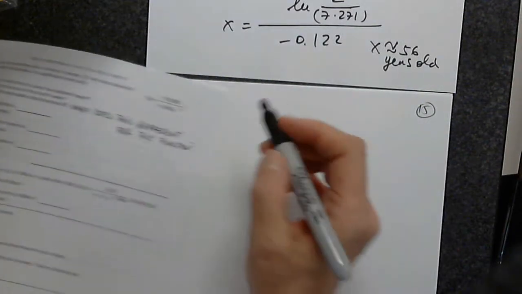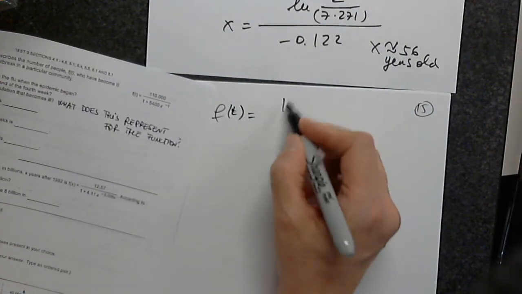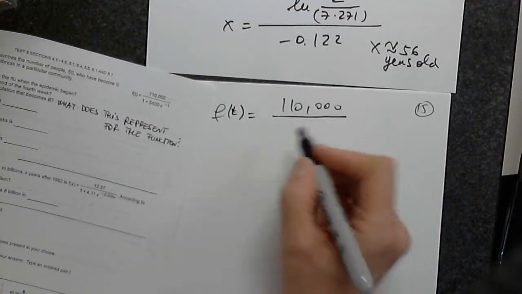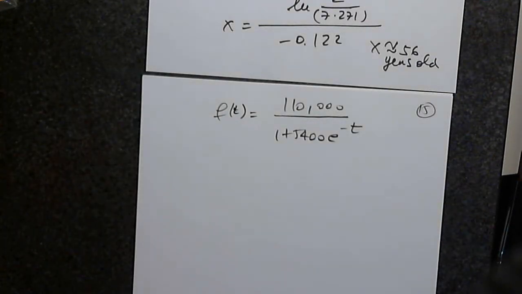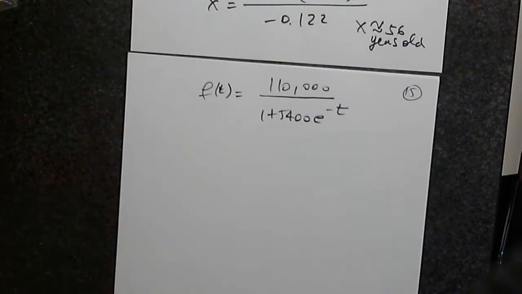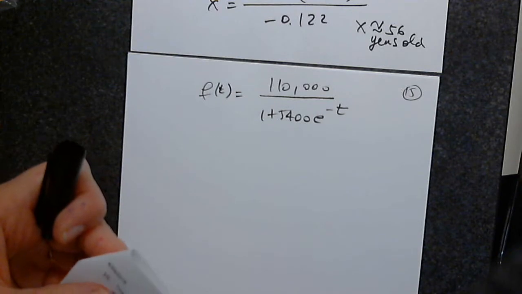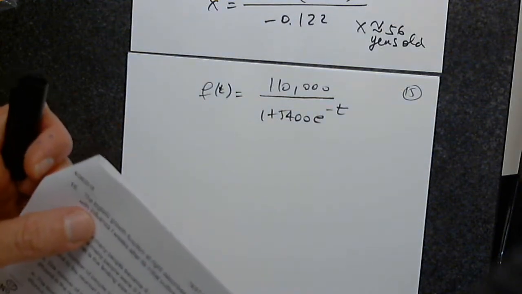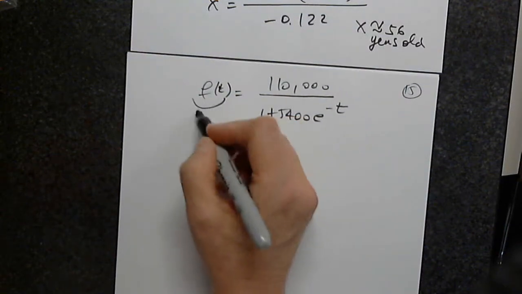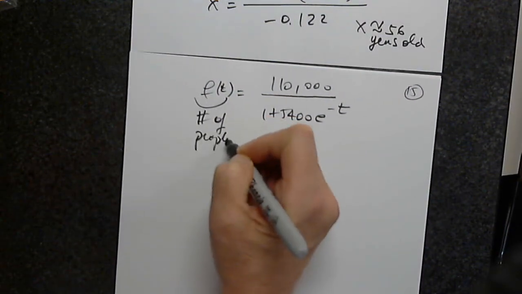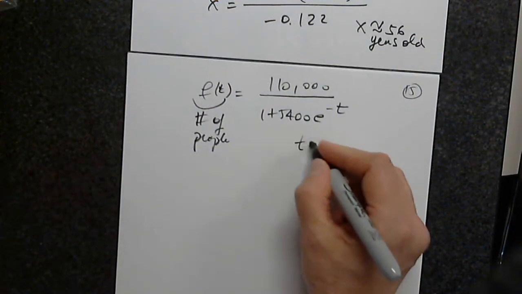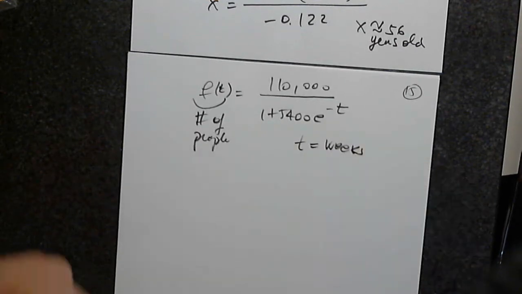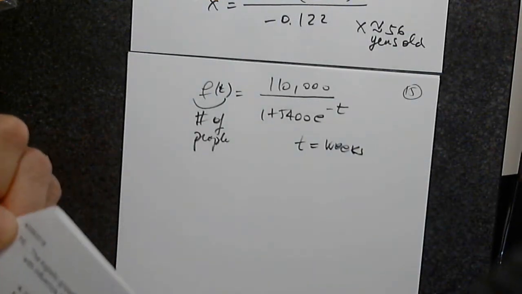So here it is. We are given f of t equals 110,000 over 1 plus 5,400 e to negative t. As you see, this is a totally different logistic growth model, but still the same. A number, 1 plus a number times e to something negative. The logistic growth function at right describes the number of people who have become ill with influenza t weeks after its initial outbreak in a particular community.